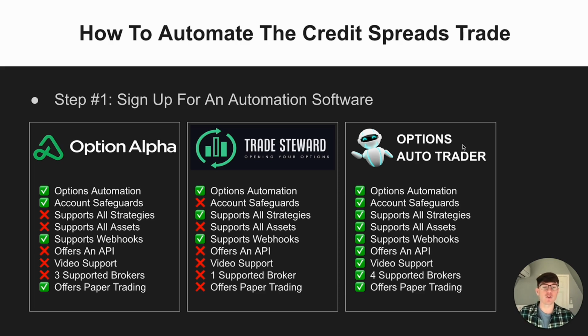Now, you can also use the Options Auto Trader. This allows you to automate options, including futures options, stock options, index options, all of the above. So whether you want to do futures, SPX, SPY, you can do that here. It supports 4 different brokers, which is literally the most brokers of all the automation tools. If you need help with anything, you get support in less than 3 hours. And we offer paper trading. And you hear that? I said we?